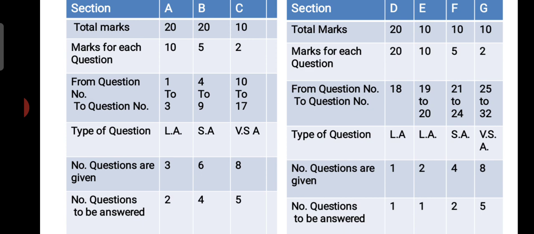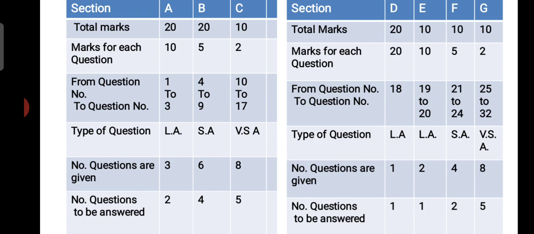Okay, next, the number of questions that will be given in each section. You can observe. See, in section A, you will be given 3 questions. In section B, you will be given 6 questions. In section C, you will be given 8 questions. Number of questions to be answered means here, out of 3, you need to answer only 2 questions. One choice question will be there. And in section B, you will be given 6 questions. You need to answer any 4 questions. And when you come to section C, you will be given 8 questions and you need to answer only 5 questions. So out of 8, you answer only 5 questions.